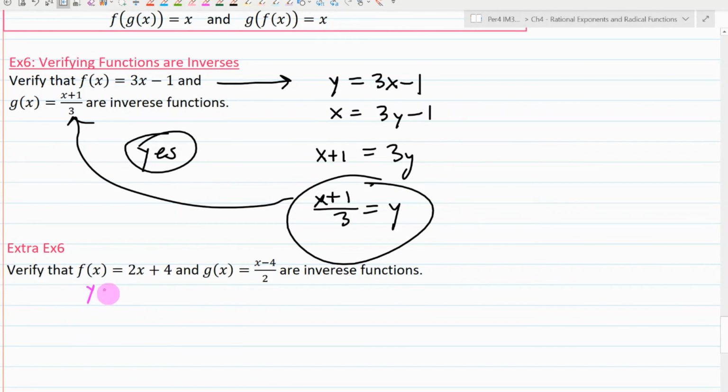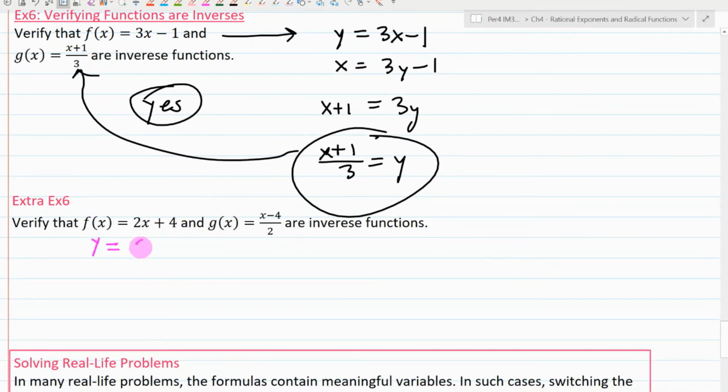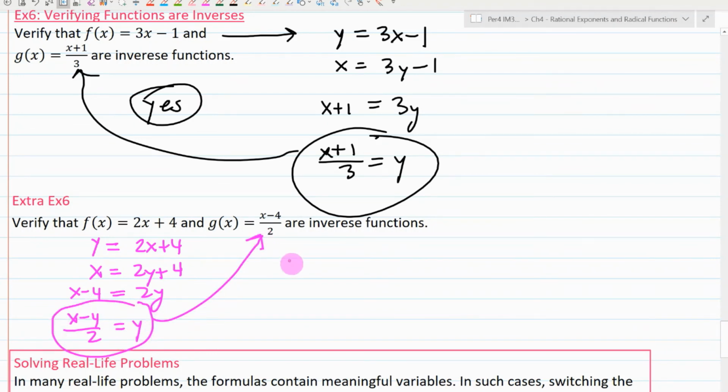All right, so I'm going to write the inverse function of this. Hopefully you guys already did this. So switch x and y. Subtract 4. Divide by 2. That is that. So yes, they are inverse functions.